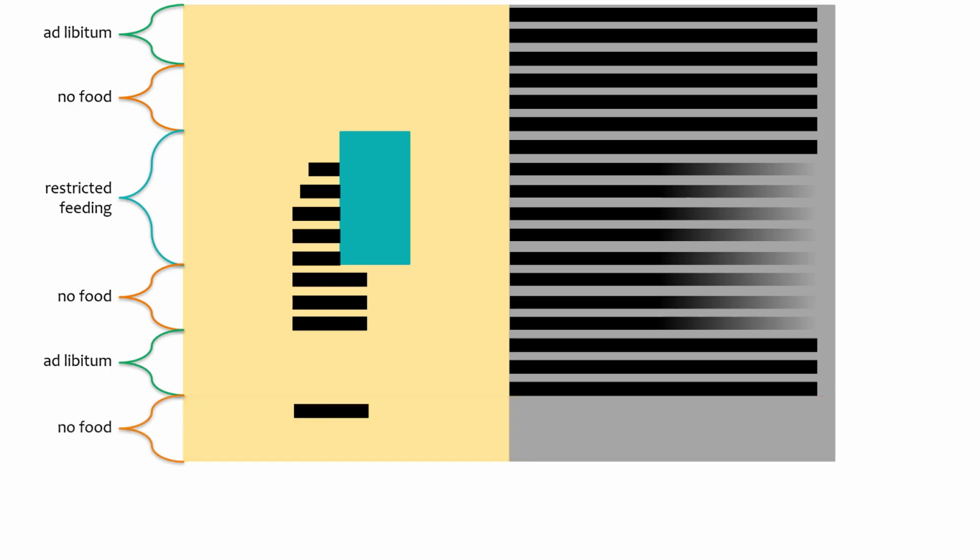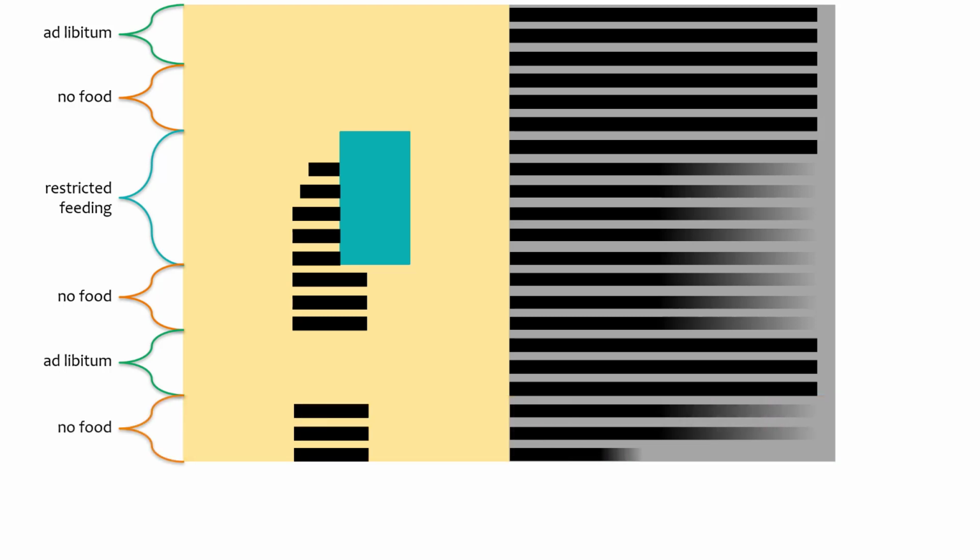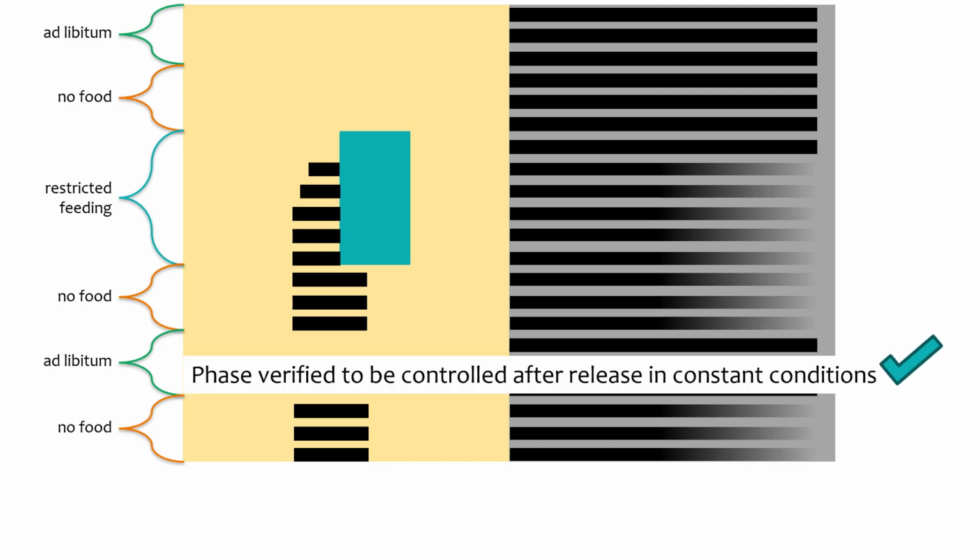3 days later, food is removed again, and the FAA comes back at the same time as it occurred before. This allows us to verify that the phase is still controlled after the release in the food-restricted condition. Even after 3 days of unlimited food availability, the FAA appears again as soon as food is removed. These findings suggested that an entrained oscillator underlies FAA, hence the use of the terminology food entrainable oscillator.